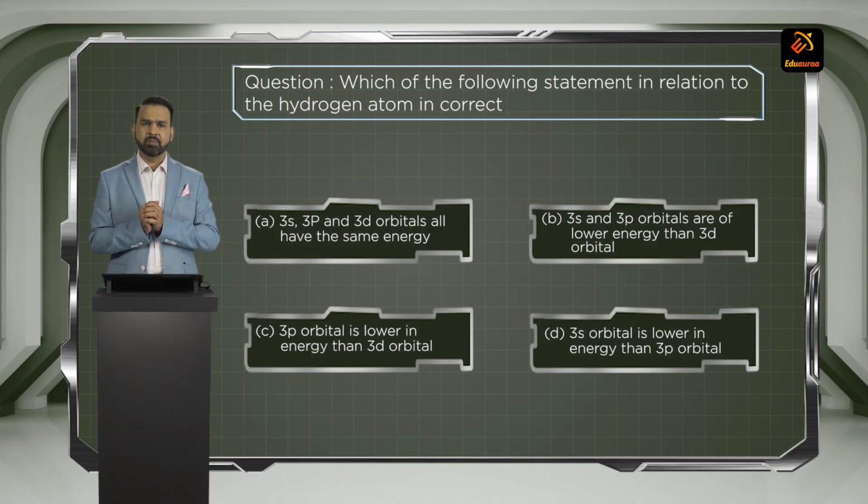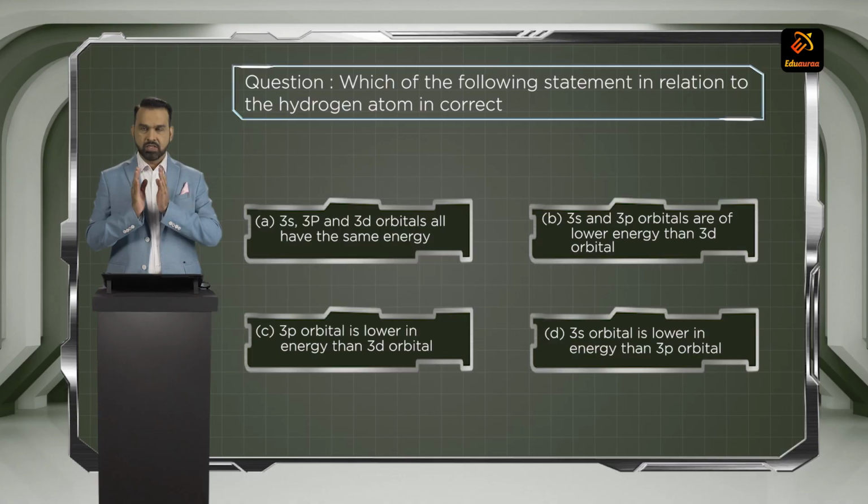Which of the following statements in relation to the hydrogen atom is correct? Let us see the statements. 3s, 3p and 3d orbitals all have the same energies? False. How will you verify which of the following orbitals have similar energies? Using the n plus l rule. Let us see the first choice again. It says 3s, 3p and 3d orbitals all have the same energy.